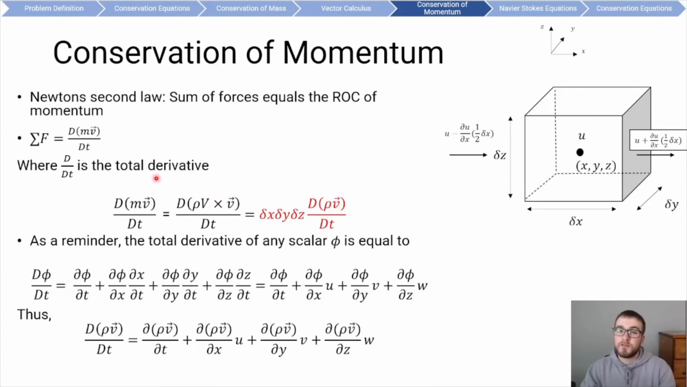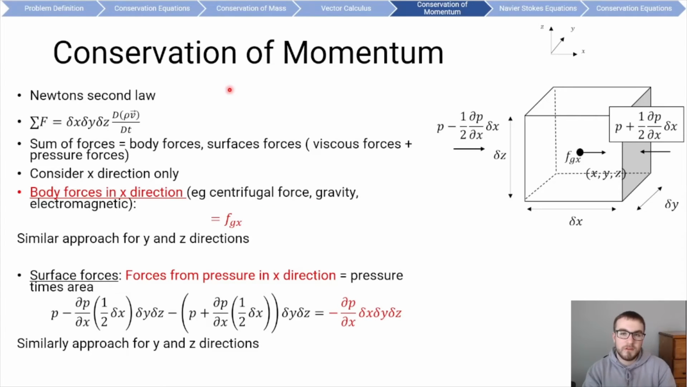Now, with the rate of change of momentum determined, all we have to determine now is the sum of the forces acting on our fluid element, and let it equal this red expression here for the total rate of change of momentum, and that will give us our conservation of momentum equation. So calculating the sum of the forces on our fluid element, we have two sets of forces acting on it. We have body forces and we have surface forces, where the surface forces are equal to viscous forces and pressure forces. So let's consider the x direction only just to simplify things.